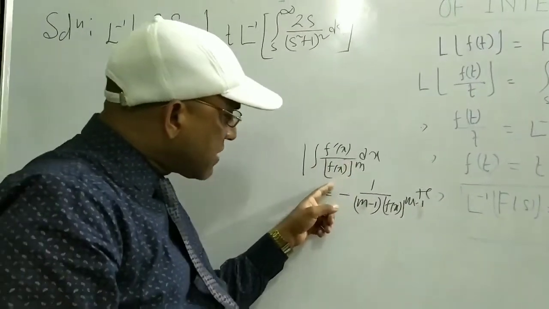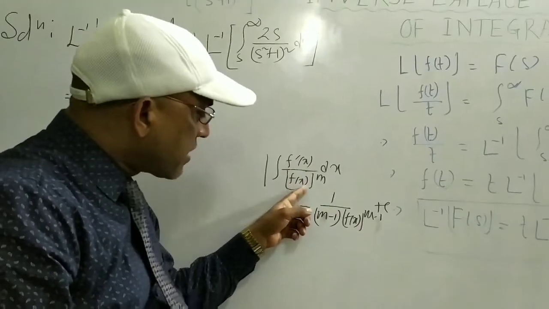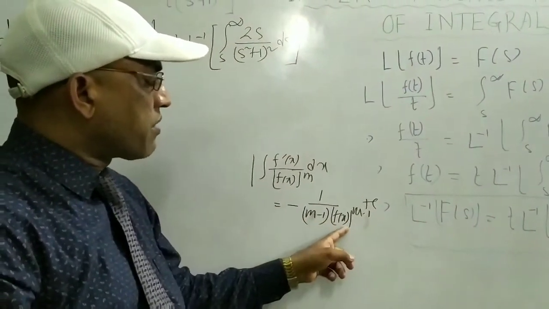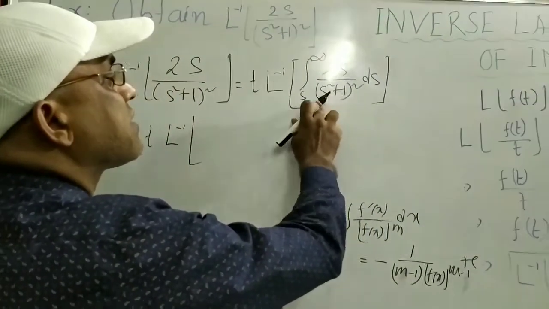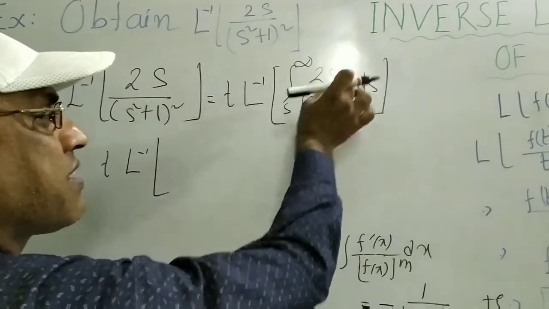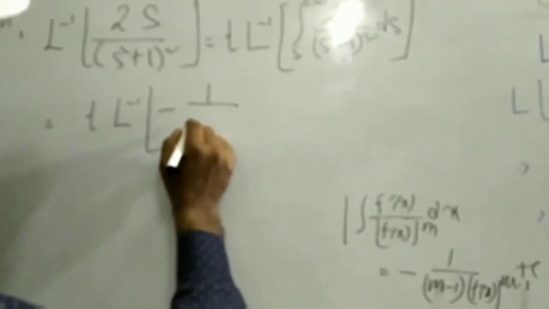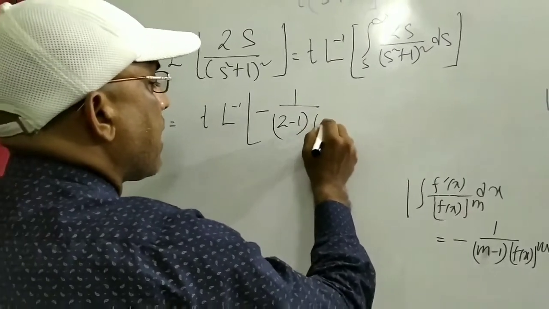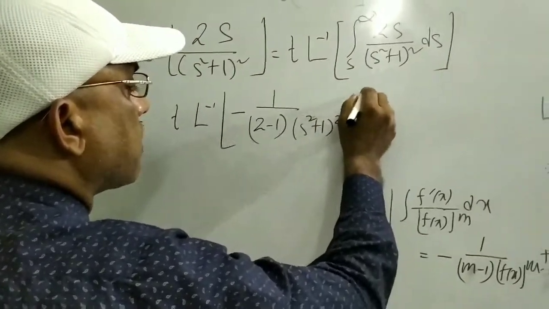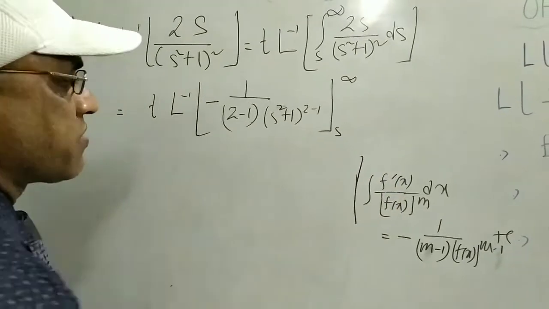Now if we differentiate f x, we get f dash x. If the differentiation of the denominator is given in the numerator, then the answer is minus 1 by (m minus 1) (f x) to the power (m minus 1). So if we differentiate s square plus 1, then we get 2s. So this differentiation is given here, this is f x, this is f dash x, then this will be minus 1 by (2 minus 1) times (s square plus 1) to the power (2 minus 1), from s to infinity. We get this one.